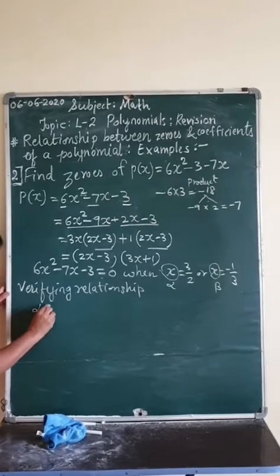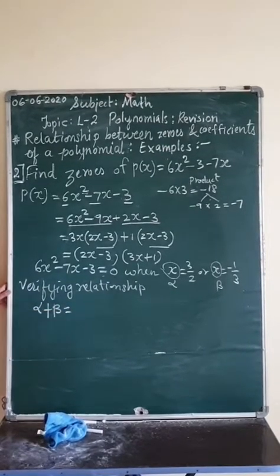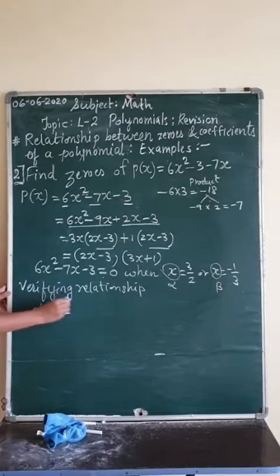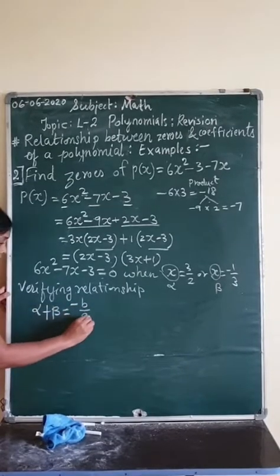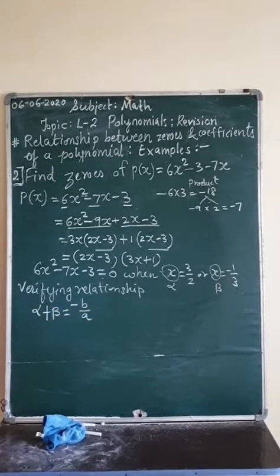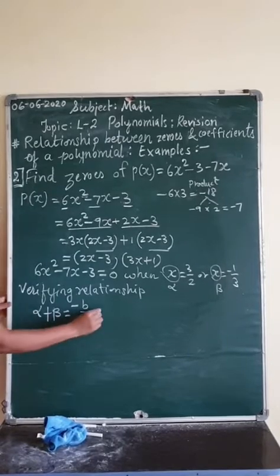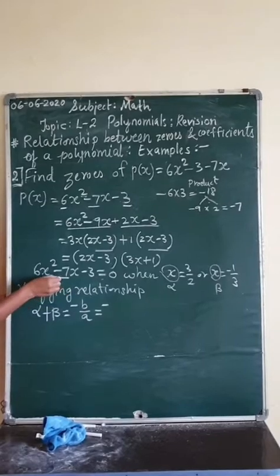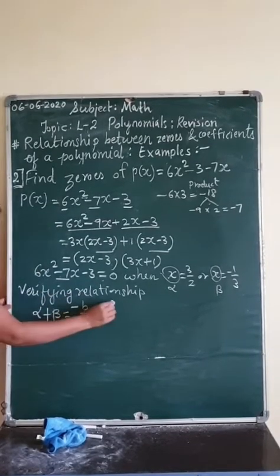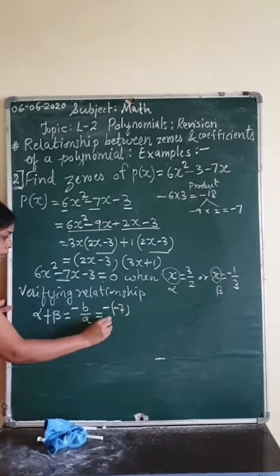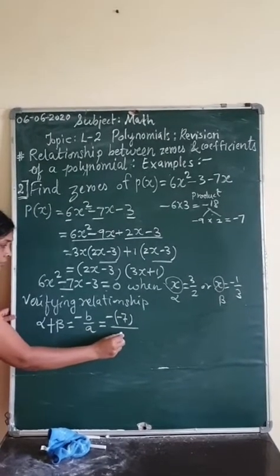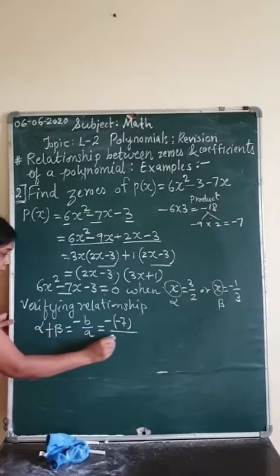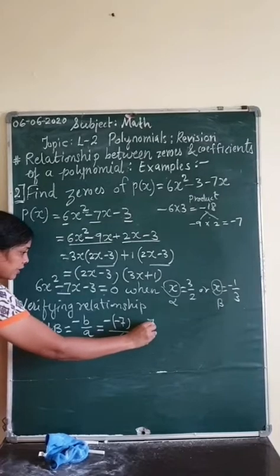That is alpha plus beta. How do we get it? Alpha plus beta, that we get by minus b upon a. Now here minus b upon a is minus, what is b over here? This. So minus 7 upon, a is 6. It means 7 upon 6.